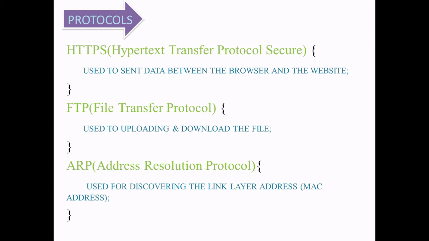And the last is ARP, which stands for Address Resolution Protocol. ARP is a communication protocol used for discovering the link layer address, such as a MAC address, associated with a given internet layer address, typically an IPv4 address. It works on the data link layer.